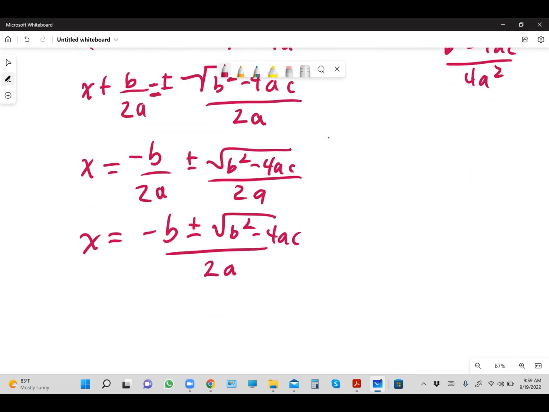The quadratic formula is simply the result of completing the square. That's all it is. It's all it ever will be. And you just memorize it.